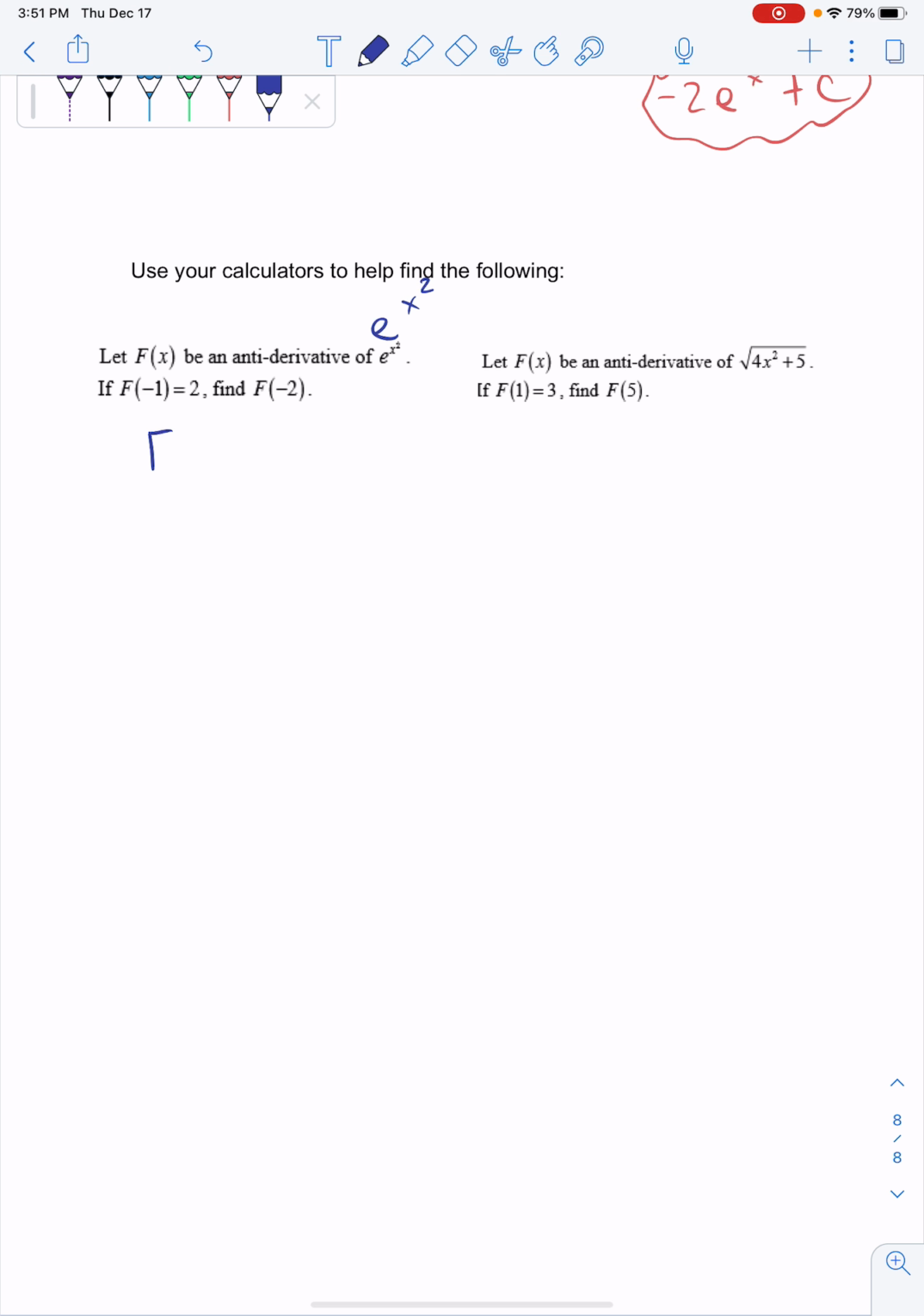So it tells me that big F of x is equal to the antiderivative, which is the integral of e to the x squared dx. Now, it gives me endpoints. It doesn't look like it does, but it does. It gives me -1 and it gives me -2. So I can plug in, if I am going to be integrating, I'm going to put the -2 on the bottom, I'm going to put the -1 on top, and I'm integrating e to the x squared dx.